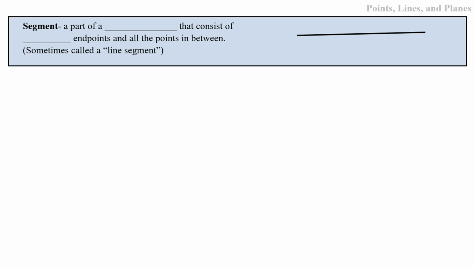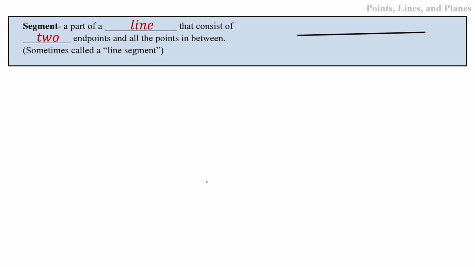Okay, now let's get into some more defined terms. Now that we know what a point is, what a line is, and what a plane is, we can start defining other definitions with those definitions that we have defined already. So a segment is a part of a line that consists of 2 endpoints and all the points in between.